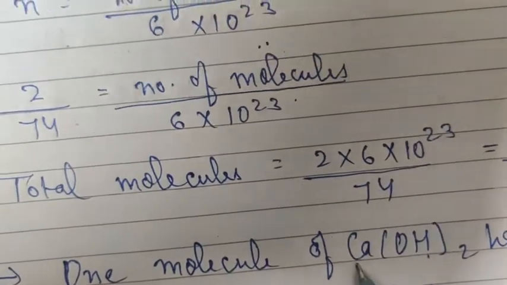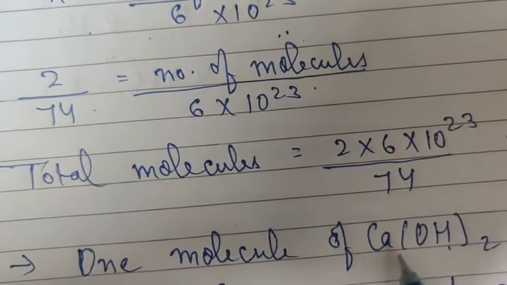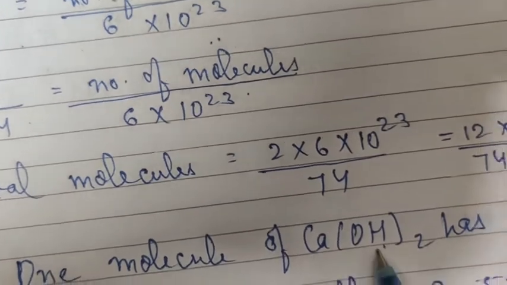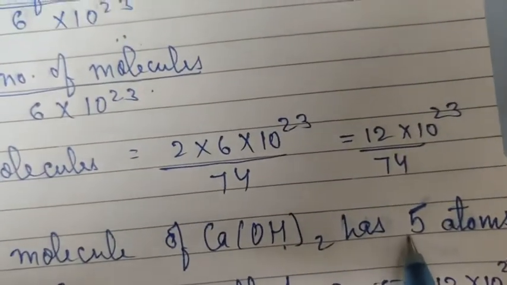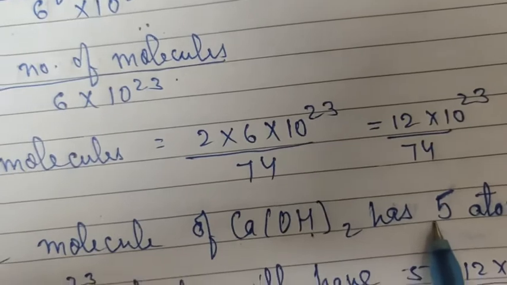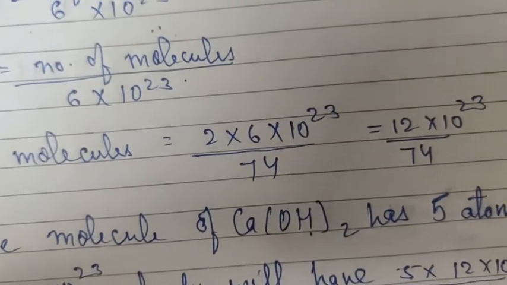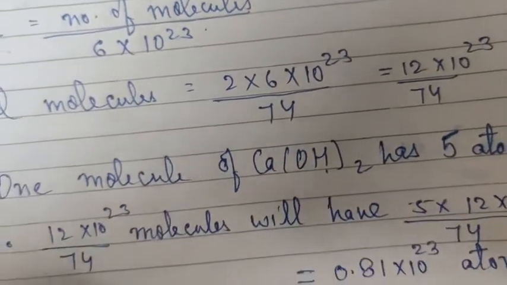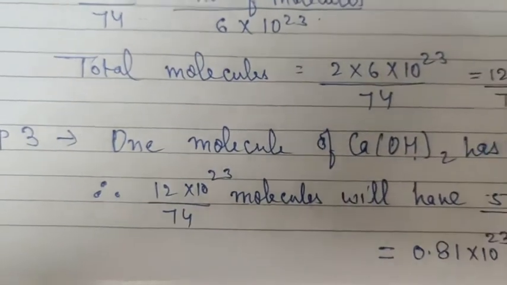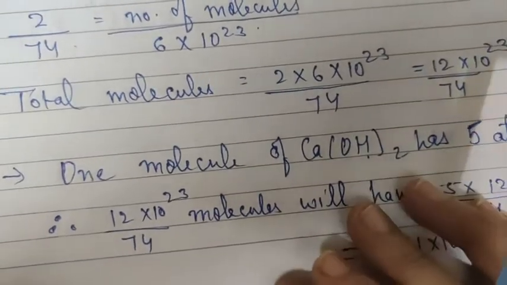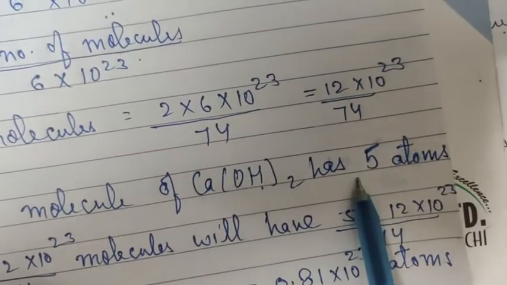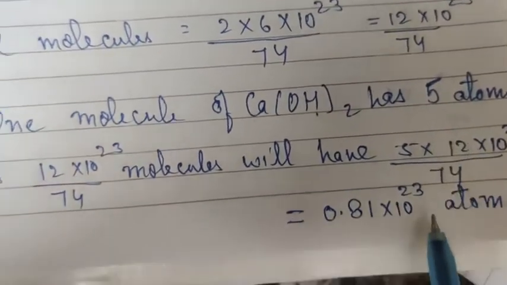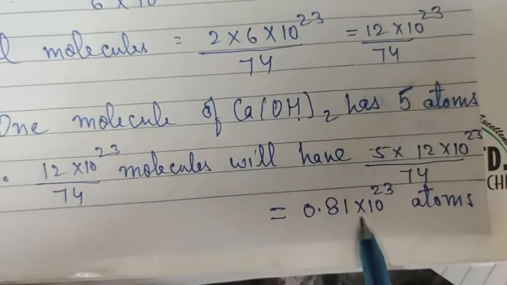Here you can see that only one atom of calcium is present, whereas 2 atoms of oxygen and 2 atoms of hydrogen. So the total number of atoms in one molecule will be 5. Now we have atoms in one molecule and we have the total number of molecules. So obviously we will be able to find out the total number of atoms very easily now by simply multiplying the atoms in one molecule with the total number of molecules. You can obtain the final answer.